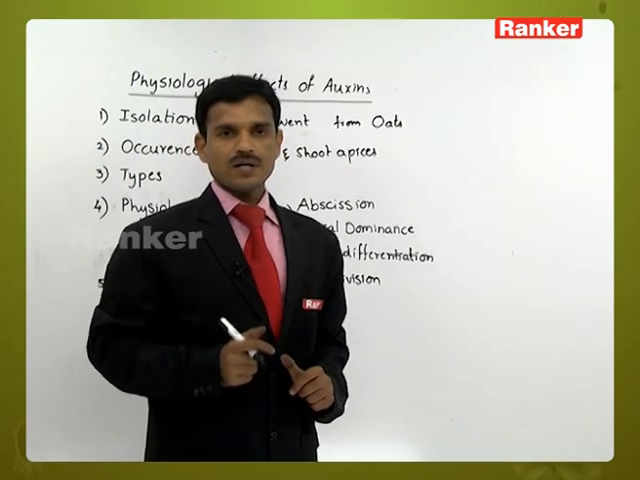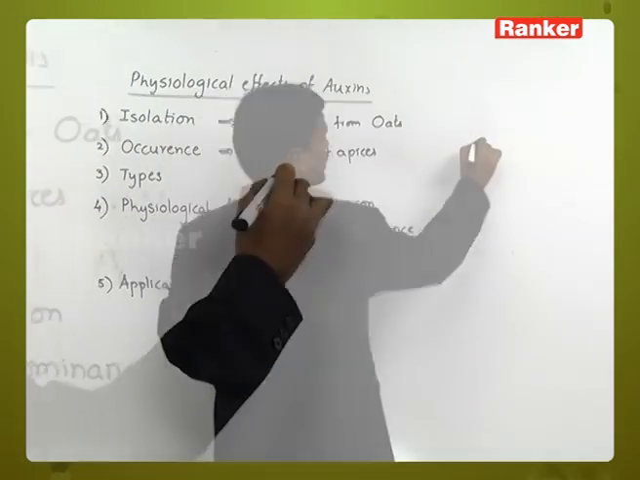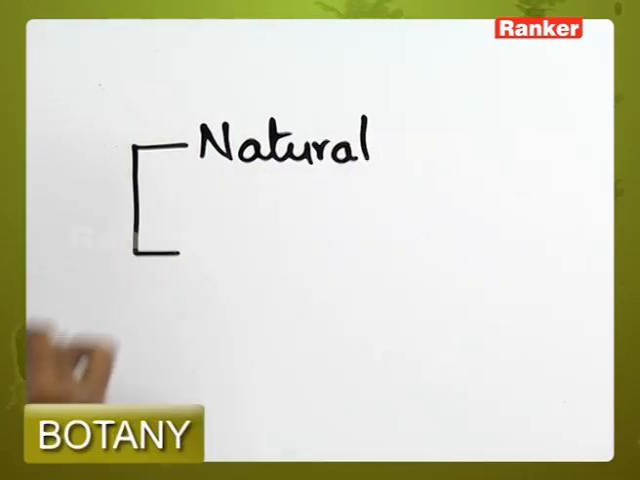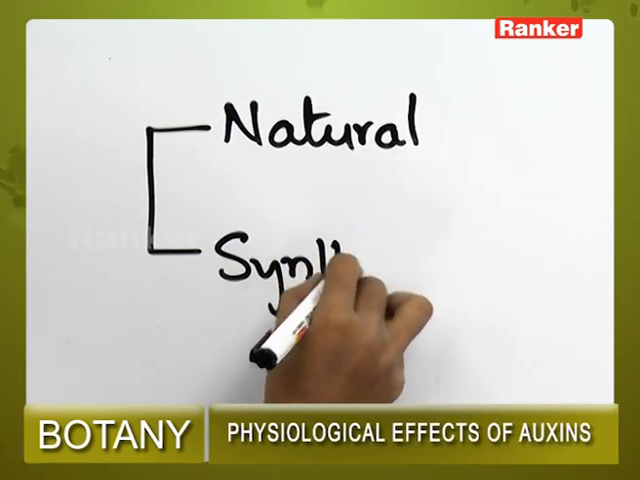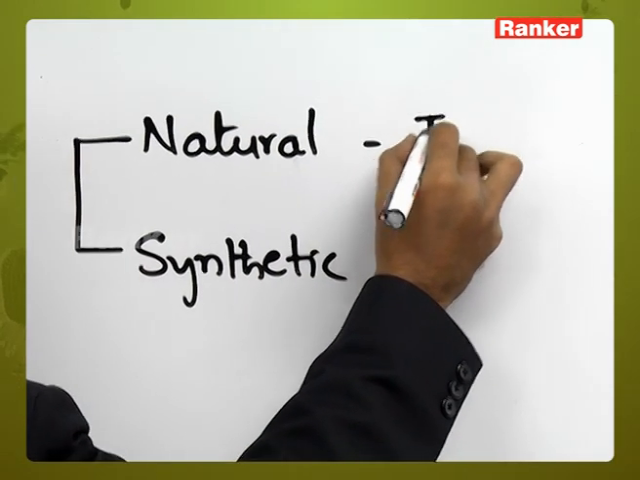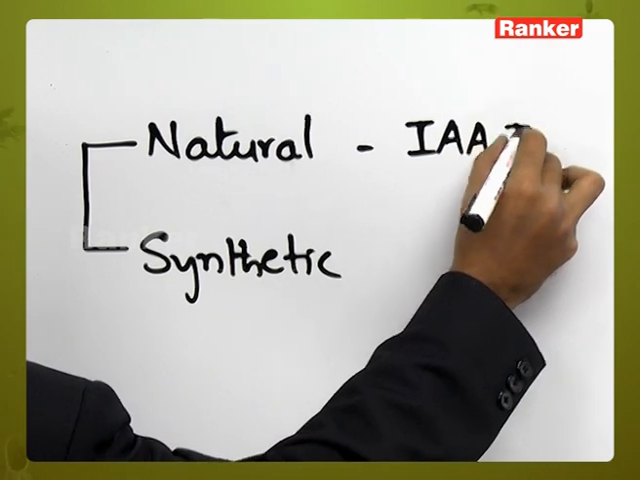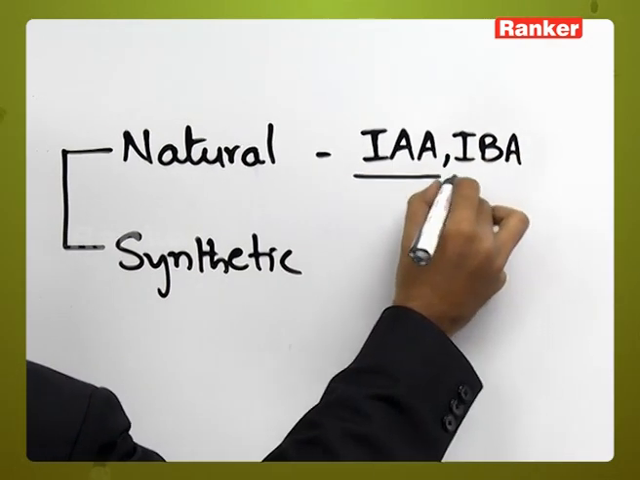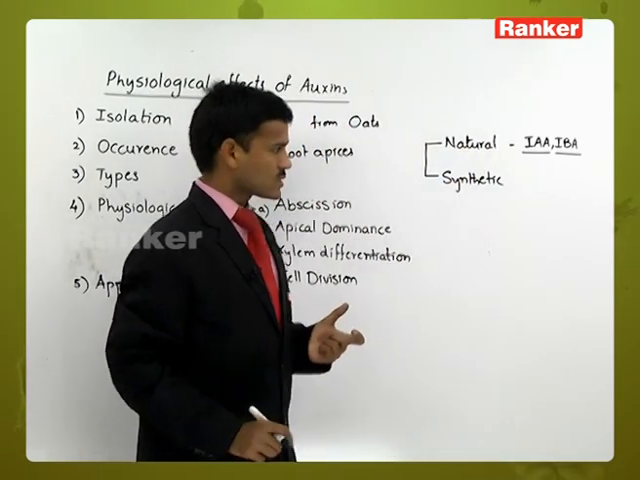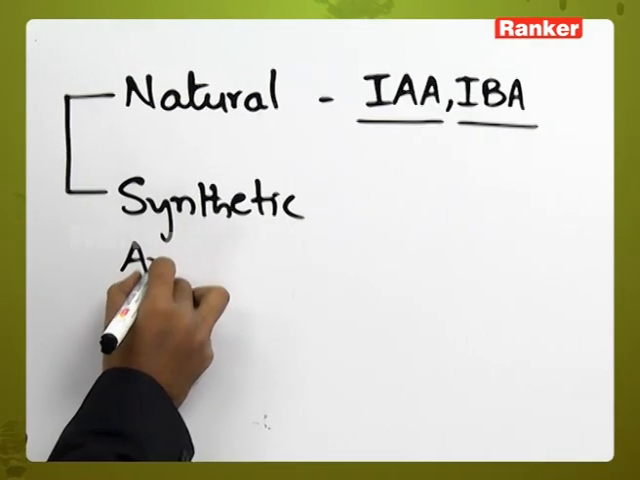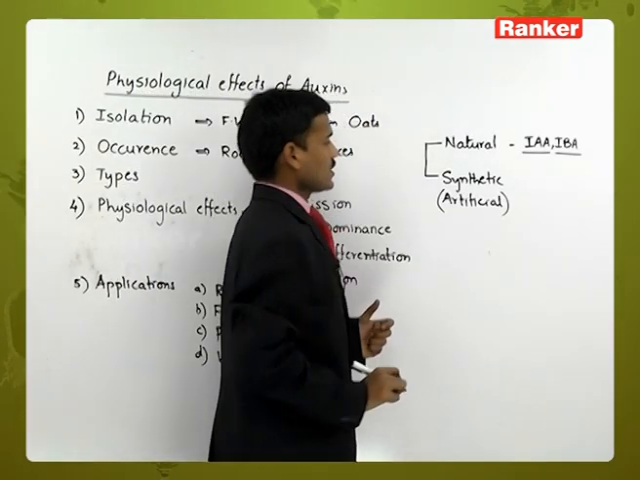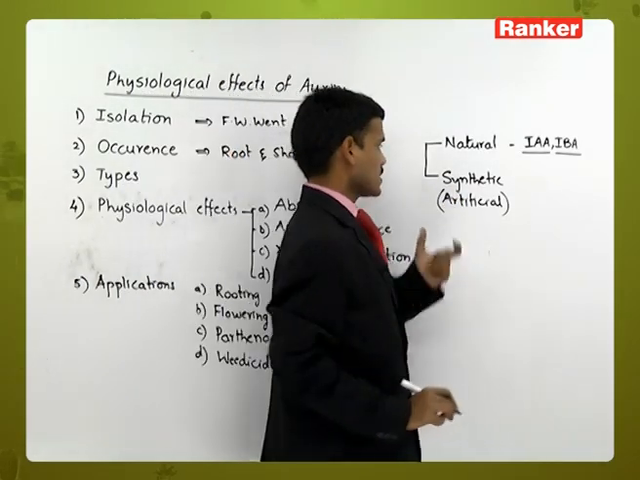The auxins are of two types: natural and synthetic or artificial. Natural auxins are indole acetic acid and indole butyric acid. These are synthesized in the plants. Synthetic auxins are artificial auxins synthesized in the labs. For commercial purposes, they are synthesized.